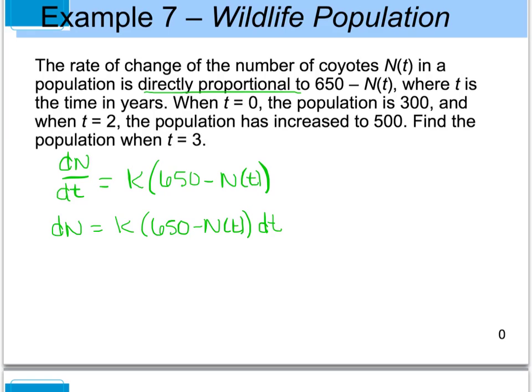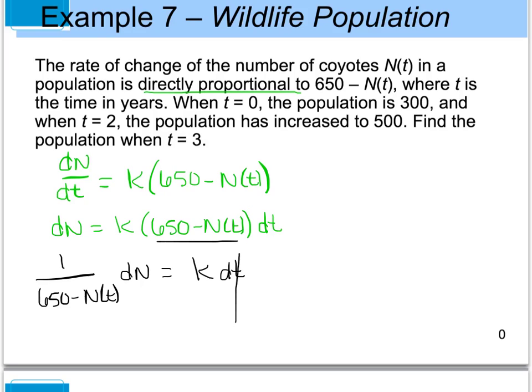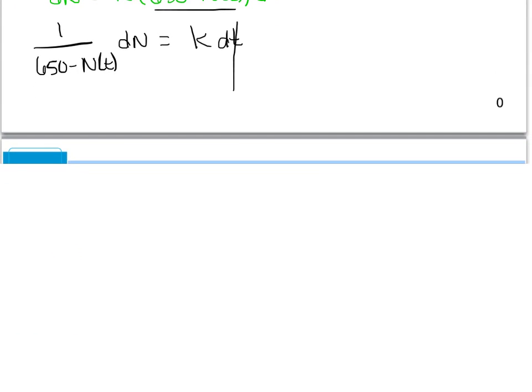dt, and I want to isolate all my n terms on one side, all my t terms on the other. So in order to do that, I'm going to have to divide by this 650 minus n of t. So I have 1 over 650 minus n of t dn is equal to k dt. So in order to solve, I'm going to integrate.